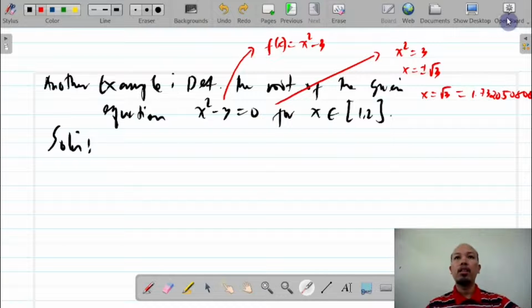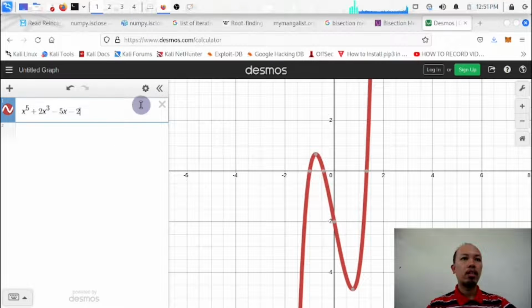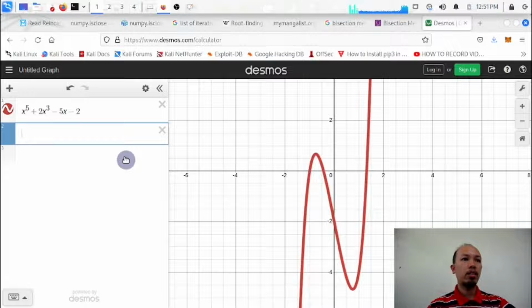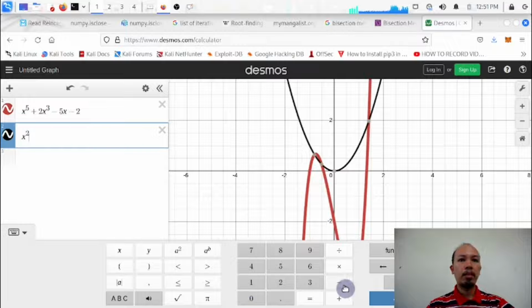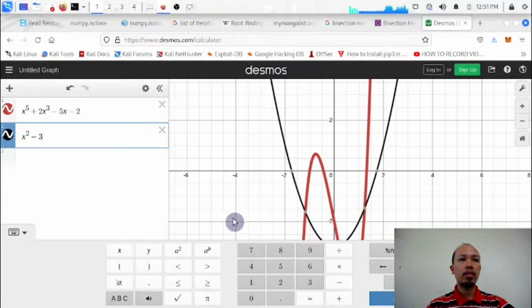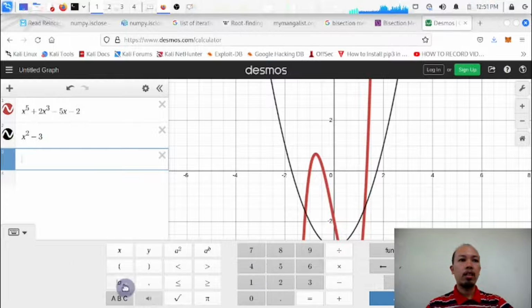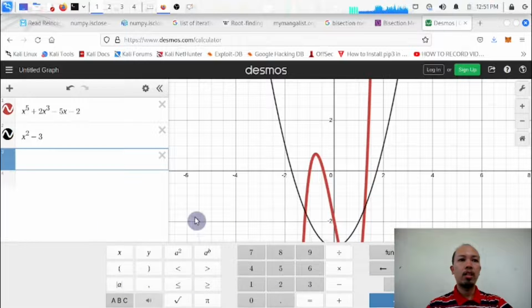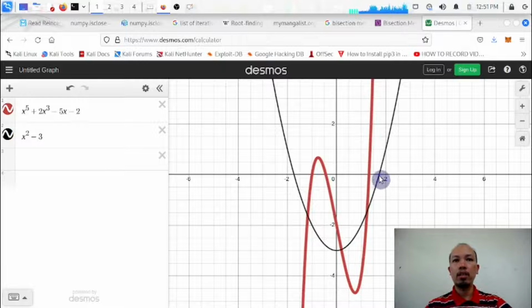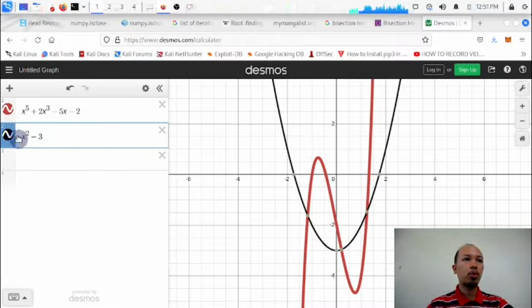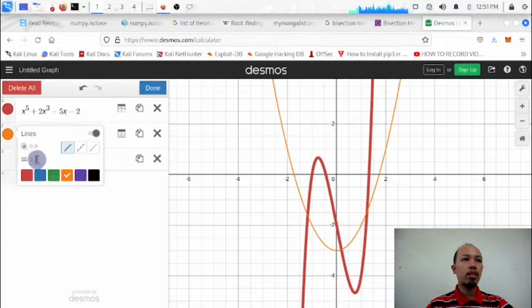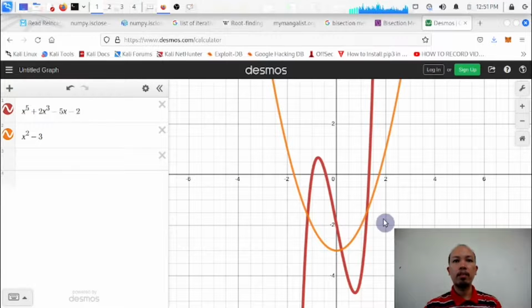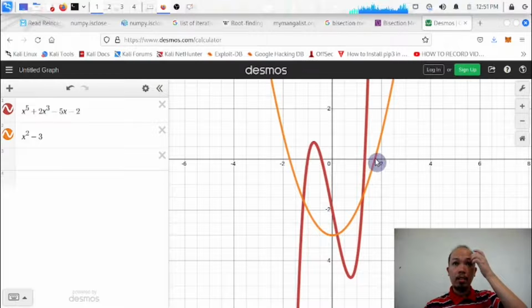Okay, but before that, let's graph the function. Let's go back to that one later. So this is x squared minus 3. Enter. As you can see here, this is the root. Let's change the color to, let's say, orange, and let's make it bigger, like 5 something. Done. This is the root.